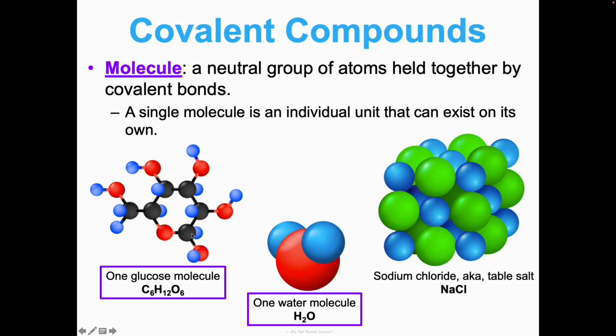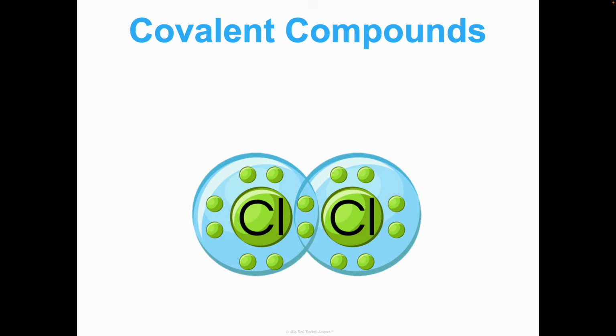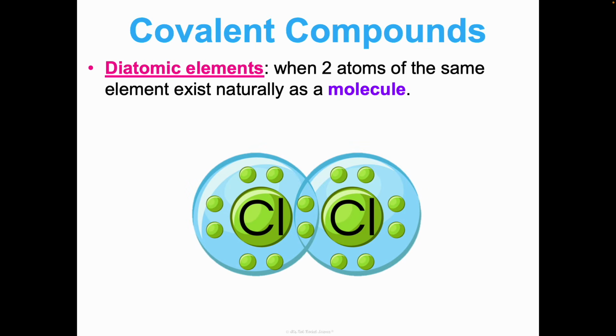There's no ratios here because it's individual units, individual molecules, okay? So I want to circle back to that word I just mentioned, diatomic element, when I was talking about oxygen. This is when two atoms of the same element exist naturally as a molecule. So hydrogen, nitrogen, oxygen, fluorine, chlorine, bromine, and iodine all do this.